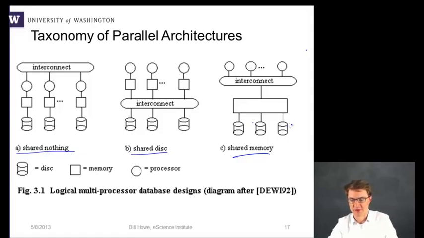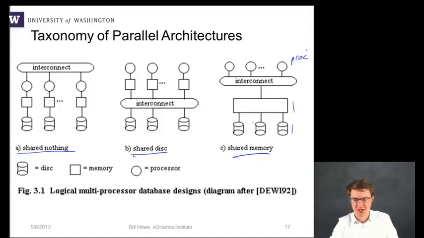In these diagrams, these cylinders are the disk, these rectangles are the memory, and these circles are the processors. Shared memory means that every processor has access to all of the memory and all of the disk. This is what you think about when you have a laptop with 4 cores in it. If you have a quad core system, or nowadays 6 or 12 cores in your laptop, this is the architecture that's being used.